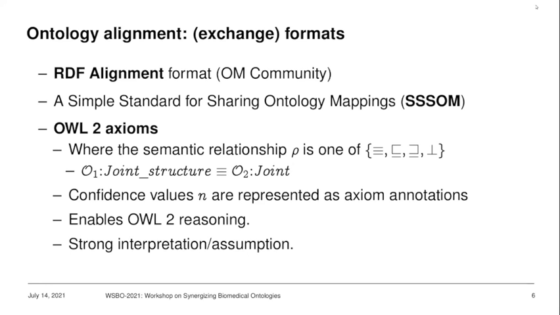The positive thing about this is that it will enable OWL reasoning, and you could use all the infrastructure that is available in the semantic web community. But at the same time, it imposes a very strong assumption and interpretation for some mappings, which maybe you are saying mean equivalence or subsumption when they do not really mean that. So in this sense, we should be careful, as I will show you in an example later.